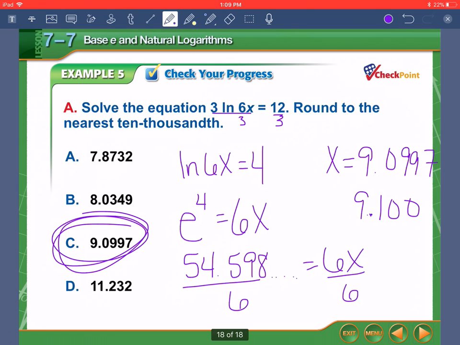And that is it for our base e and natural log notes for today.